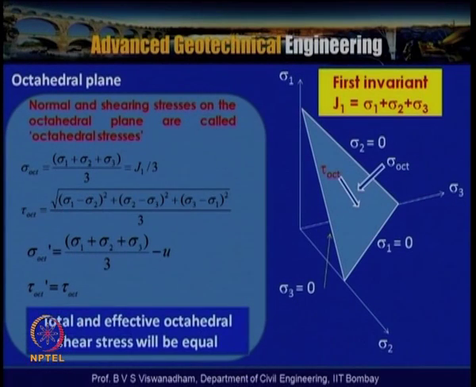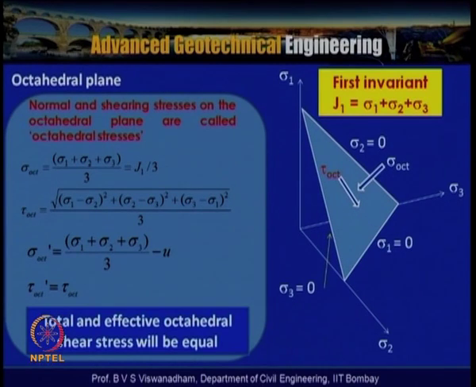The normal and shearing stresses on the octahedral plane are referred to as octahedral stresses. The first invariant is indicated as J1, equal to sigma 1 plus sigma 2 plus sigma 3. Sigma octahedral is equal to (sigma 1 plus sigma 2 plus sigma 3) by 3, which is J1 by 3, and tau octahedral is equal to 1 by 3 square root of (sigma 1 minus sigma 2) whole square plus (sigma 2 minus sigma 3) whole square plus (sigma 3 minus sigma 1) whole square.